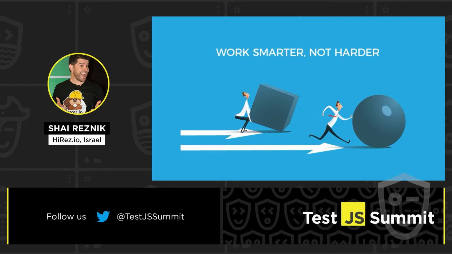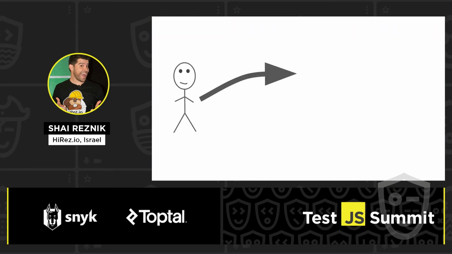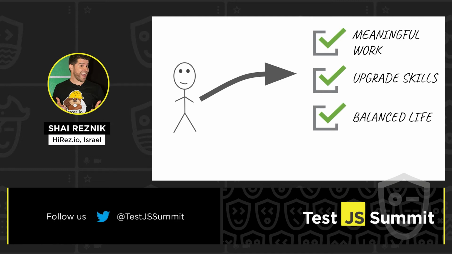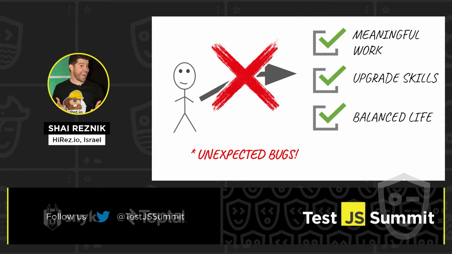So then I decided that I need to work smarter, not harder, because I thought, okay, what do I really want in my professional life? I want to do meaningful work, I want to upgrade my skills, and I want to live a balanced life. So I don't want to miss holidays or birthdays or time with friends, or back then my girlfriend. And what prevented me from doing all that were unexpected bugs.